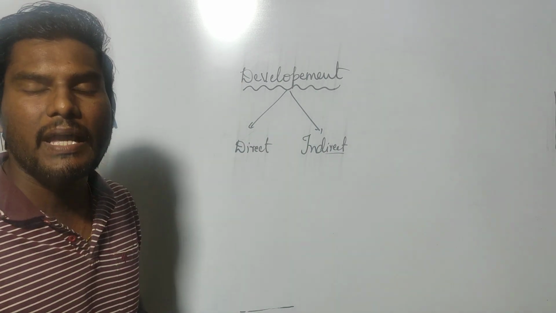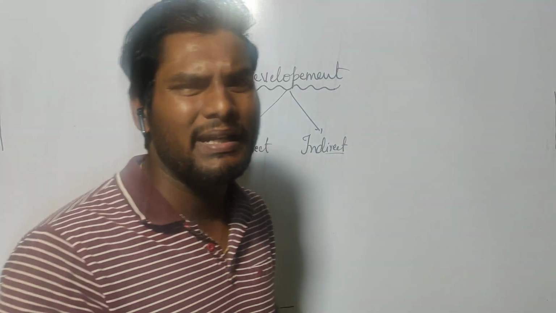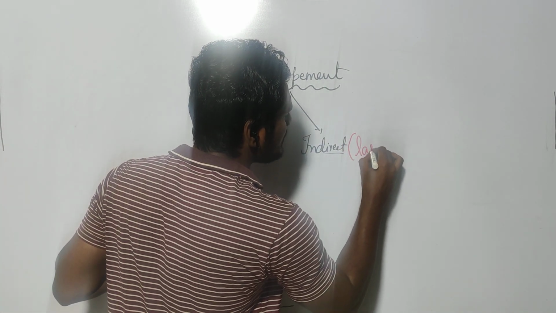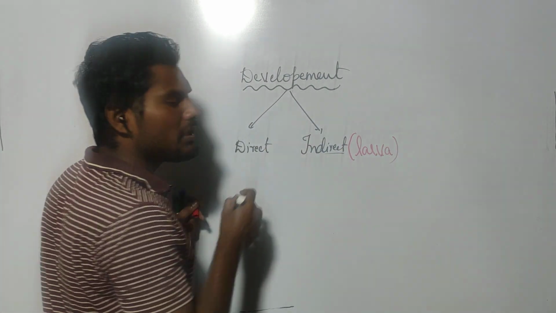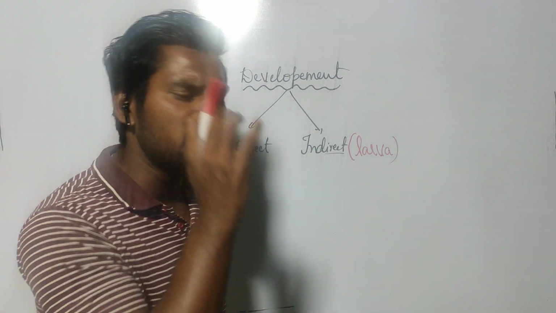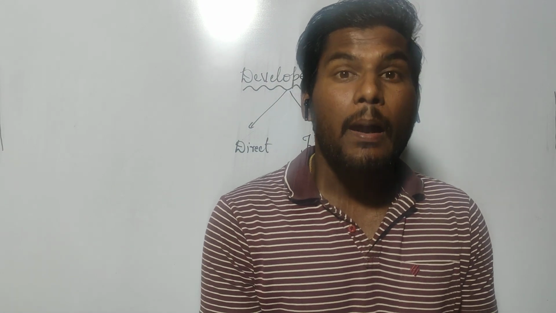What is the difference between direct and indirect development? Indirect development means there is a larva stage. From the larva stage, the adult is coming. At that time it is indirect development. What is this larva stage? For example, take a frog. Frog is showing indirect development. Butterfly is also showing indirect development.